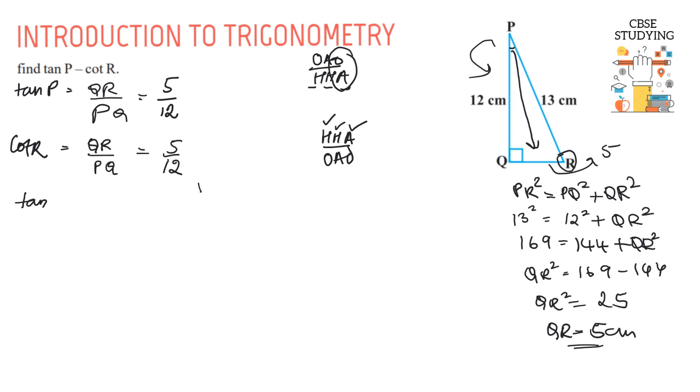So tan P minus cot R, if we have to find, tan P is 5 by 12 and cot R is also equal to 5 by 12. When you subtract two similar quantities, the value becomes equal to 0. Let's move to the next question.